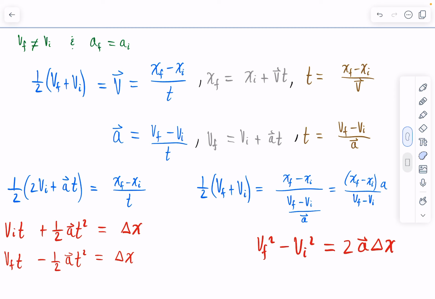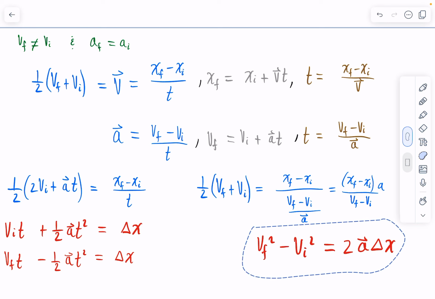So using time, plugging in the time here, simplifying, and then setting this part of the equation equal to this part of the equation, cross multiplying, we get that 2 times a times the change in position is equal to this difference times this sum, which is the same thing as the final velocity squared minus the initial velocity squared is equal to 2 times acceleration times the change in position.